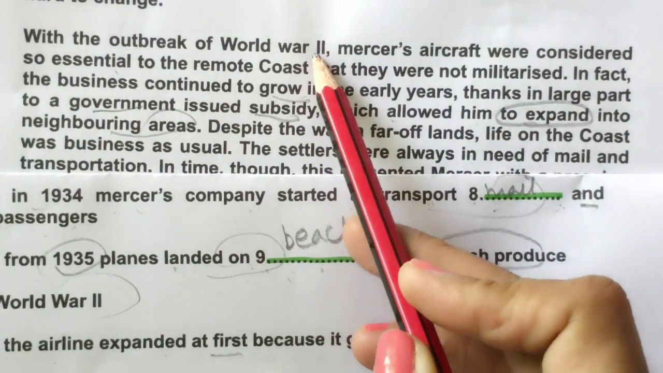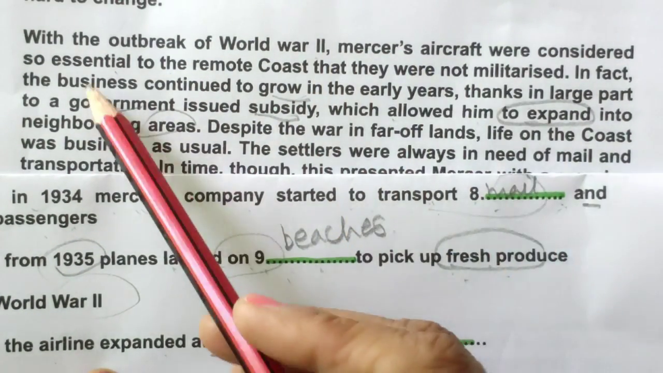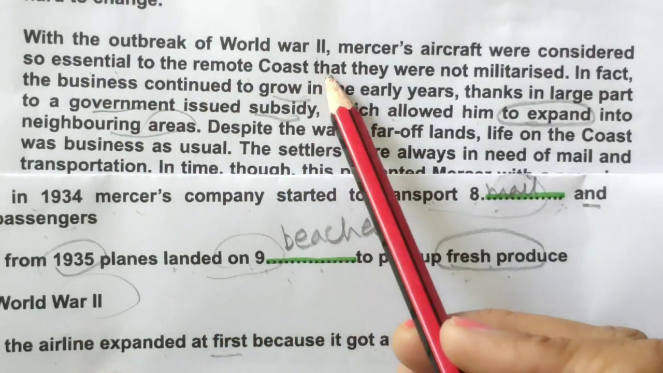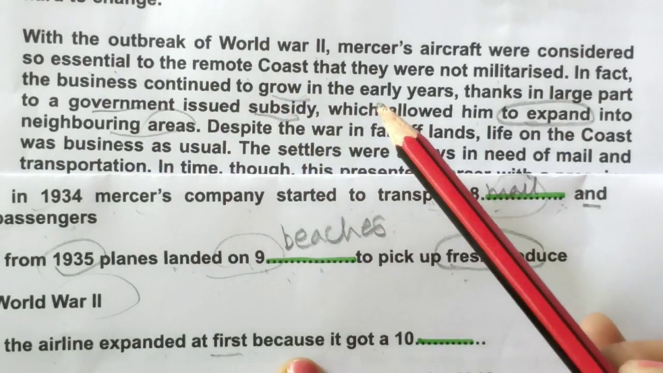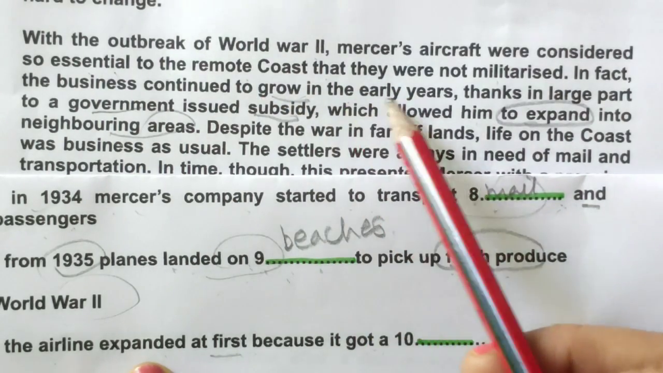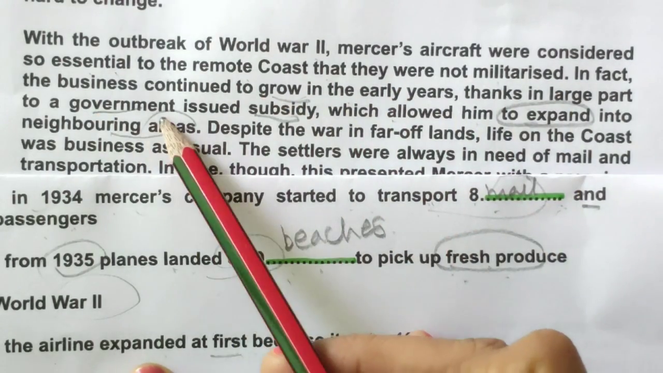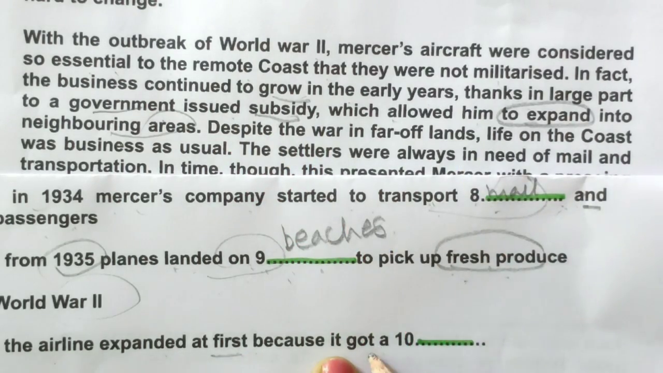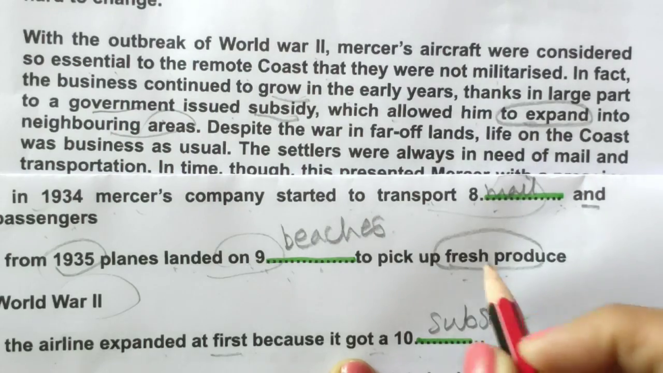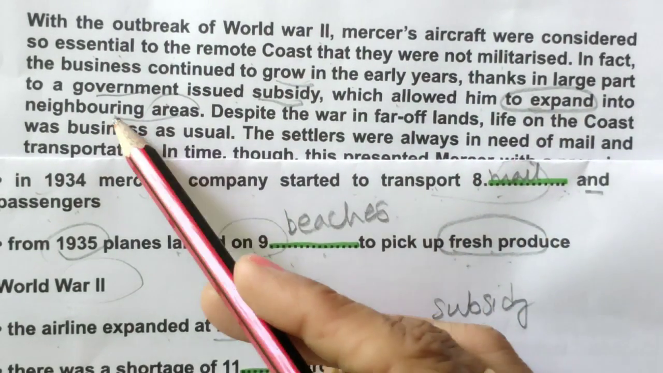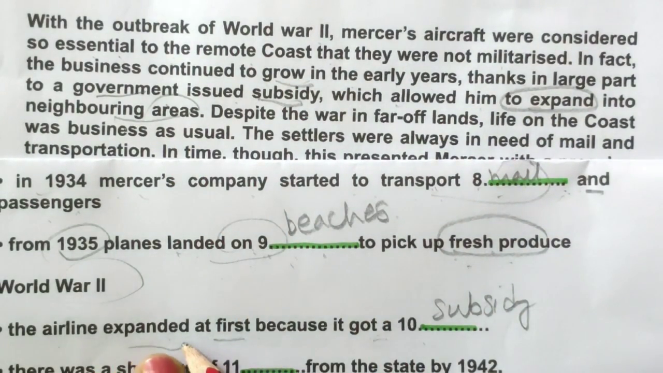So World War II is here. Aircraft were considered so essential to remote coast, they were not militarized. In fact, the business continued to grow in the early years thanks in large part to a government-issued subsidy. Because it got a subsidy, which allowed him to expand into neighboring areas. So the expansion they have given.